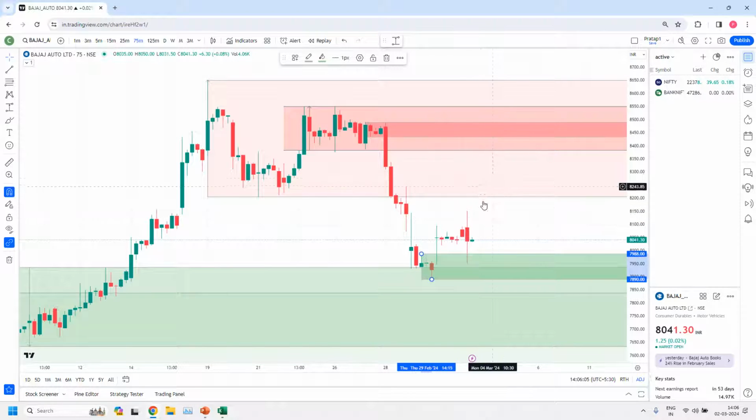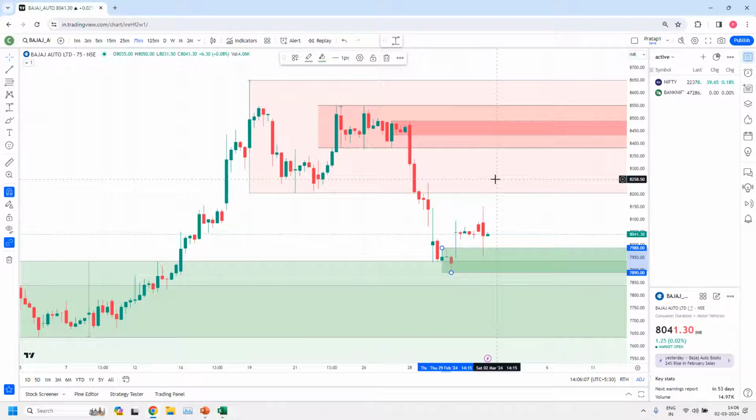Okay, how to plan the trade? You have to plan the trade because this demand zone is already given a trade. You have to look for the supply zone. Why do we have to give importance to the supply zone? The reason is we have to trade in favor of the trend. Currently the trend is downtrend.